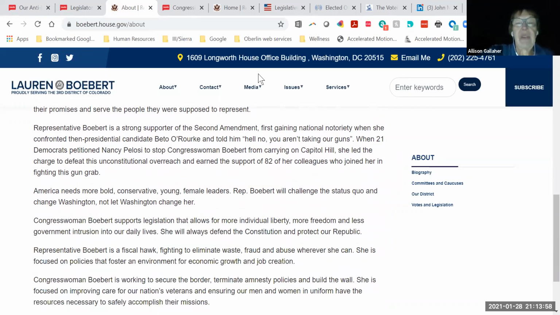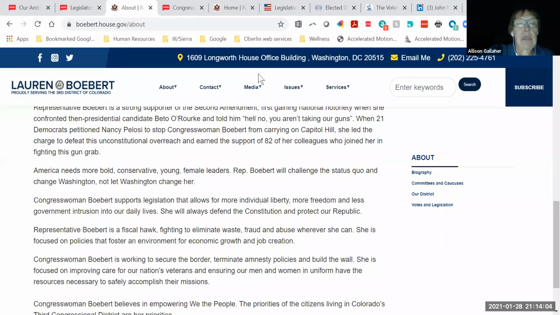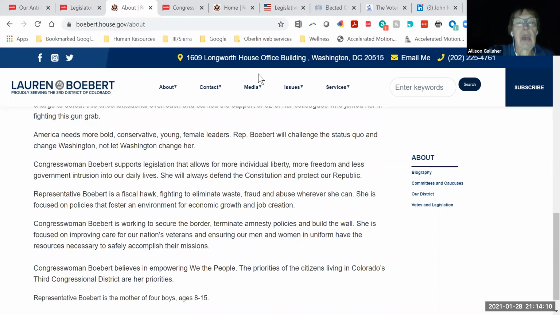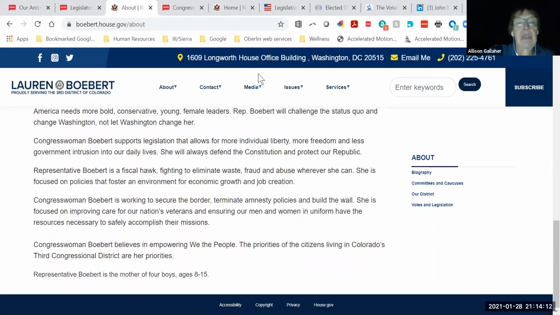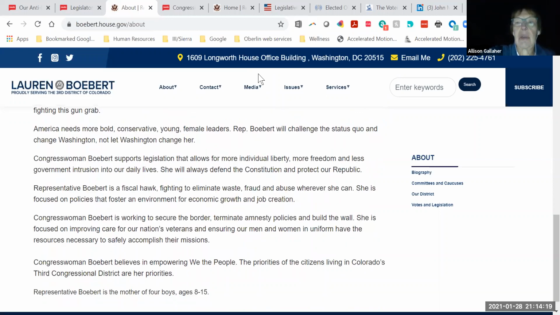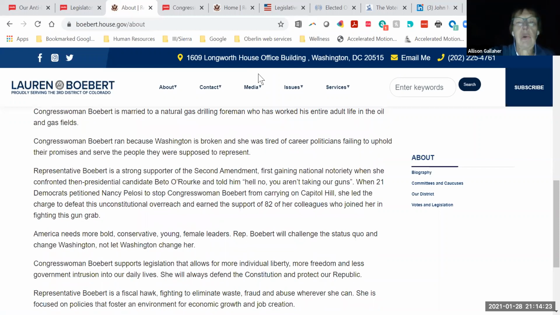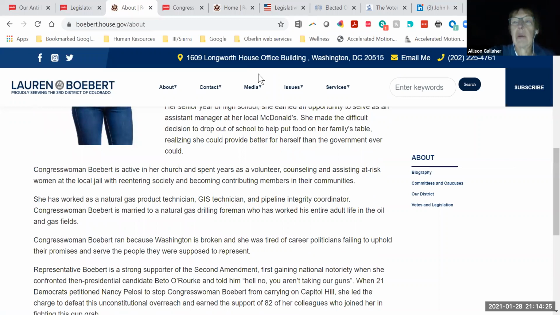She will always defend the Constitution and protect our republic, to fight and eliminate waste, fraud, and abuse. She focuses on an environment for economic growth and job creation. She cares about our nation's veterans and assuring that our men and women in uniform have the resources necessary to safely accomplish their missions.